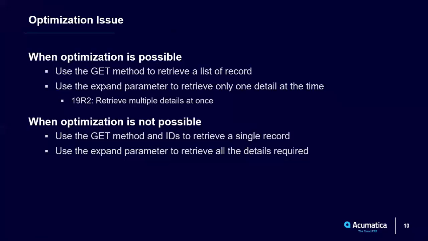One thing I wanted to mention additionally, that I'll touch on a bit more later, is that previously it was only possible to retrieve a single detail if you were retrieving a list of records. In 2019 R2 it's now possible to retrieve more than one detail, once again if there are no BQL delegates involved in these details.